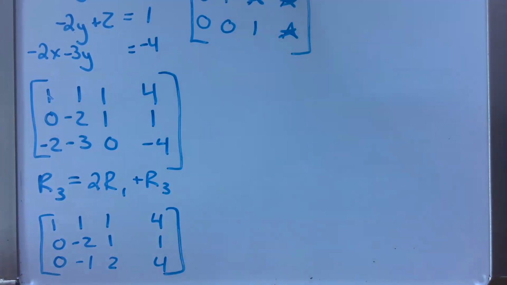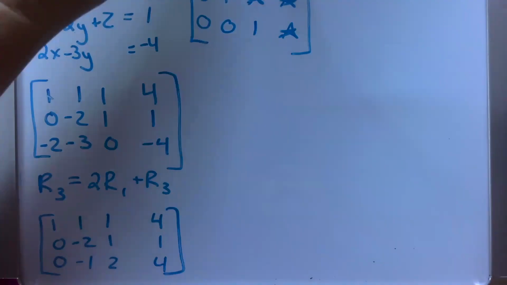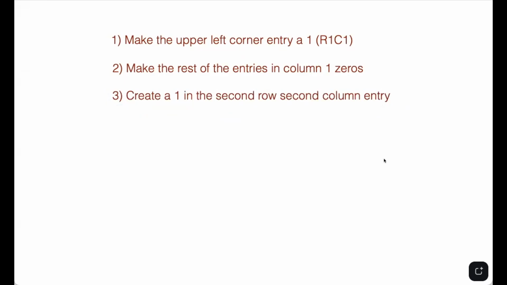And so now I've completed my first 2 steps, a 1 in the left corner and nothing but zeros underneath it. Now I'm ready for step 3, which is to create a 1 in the second row, second column entry.